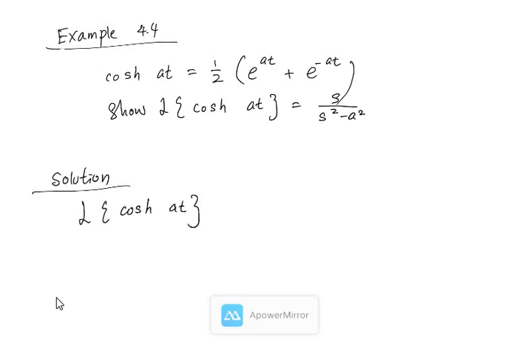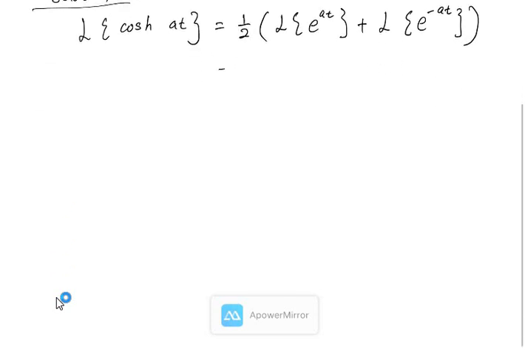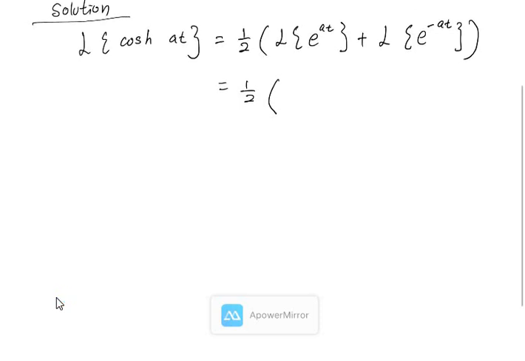This is equivalent to half of the Laplace transform of the exponent at plus the Laplace transform of the exponent negative at. So this is half of, for the exponent at, you get 1 over s minus a, plus 1 over exponent minus at. For the Laplace transform of this one, you will get 1 over s plus a.